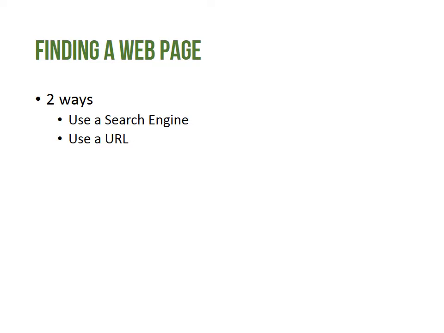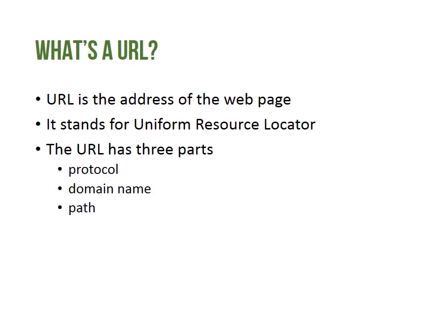There are two ways you can use to find a web page. You can use a search engine such as Google or Bing, or you could access a web page by typing in its URL into the web browser. The URL is the address of the web page. It stands for Uniform Resource Locator. There are three parts to the URL: the protocol, the domain name, and the path.